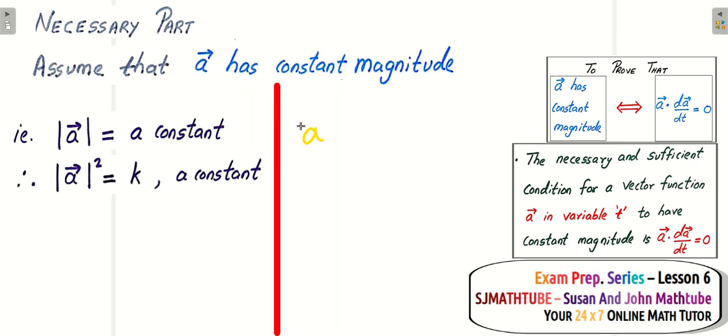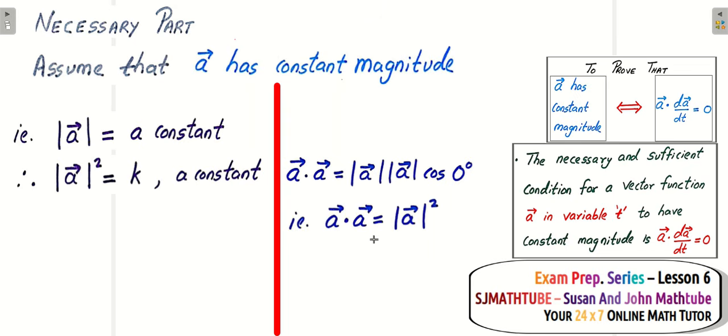Now I hope you remember the formula for A dot B. In the beginning of the video we saw the formula. That will be mod A mod B cos of the angle between A and B. So using that formula, we can see that A dot A will be mod A mod A cos of what's the angle between the vector A and the vector A? Yeah, 0 degree. And that gives us A dot A equal to mod A square. Or in other words, mod A square is nothing but A dot A.